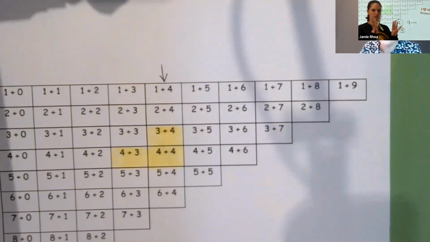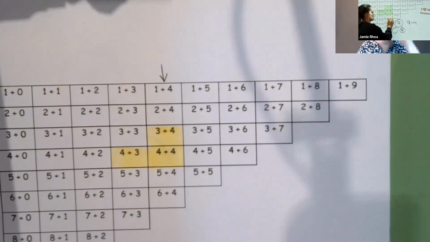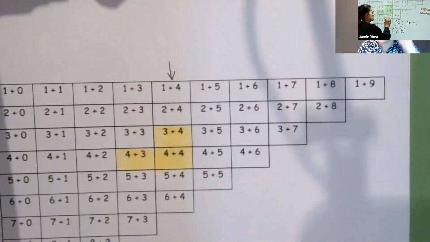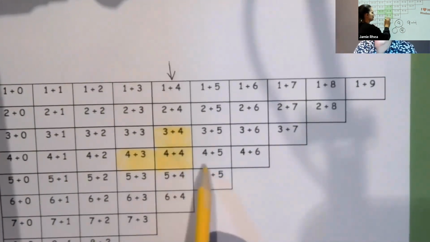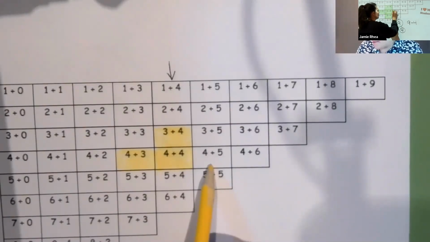If we know that 4 and 4 make 8, what happens if we add one more and make it 4 and 5? It makes it 9. So I'm going to find 4 and 5. Read me the expressions that have a total of 9. 5 plus 4 and 4 plus 5. Let's color those both yellow.